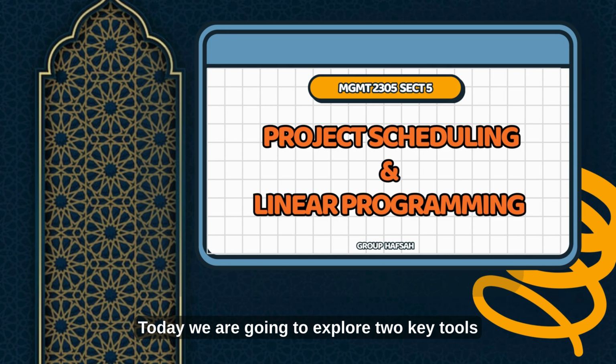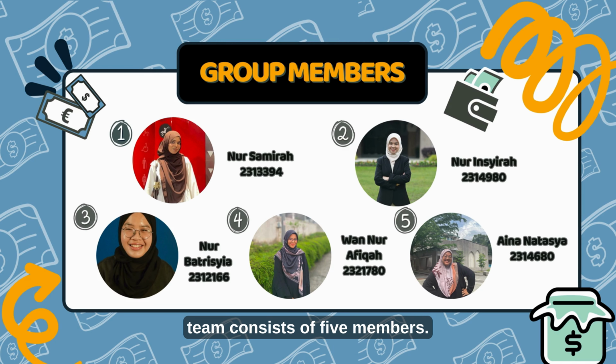Today we are going to explore two key tools used in business strategy, which are project scheduling and linear programming. This video is presented by Group Hafsah and our team consists of 5 members: Noor Samira, Noor Inshira, Noor Patricia, Noor Afika, and Aina Natasha.